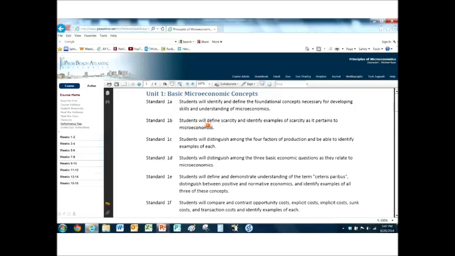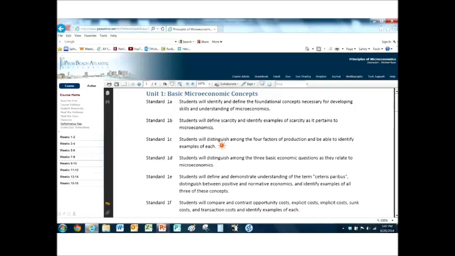Then we have things like this. Students will define scarcity and identify examples of scarcity as it pertains to microeconomics. And so you can ask yourself, do I know what scarcity is? Can I define scarcity? Can I identify examples of scarcity? Students will distinguish among the 4 factors of production and be able to identify examples of each. So you could say to yourself, do I know the 4 factors of production? Hold up 4 fingers and count off the 4 factors. Oh yeah, I know them. Land, labor, capital, and entrepreneurship. I know the 4 factors of production.